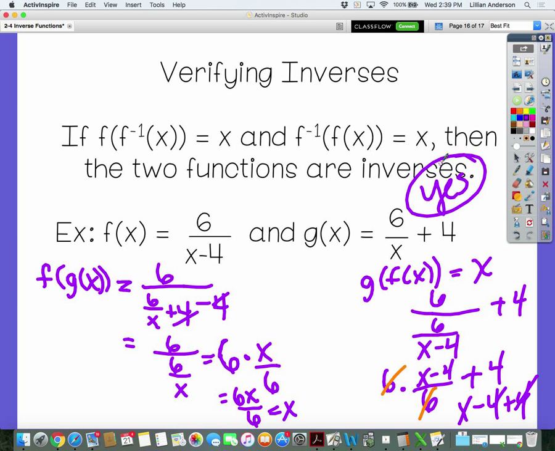So all you're doing is composites. F into g, g into f, they should both equal x, and you've got inverses. If they don't, no inverses. Your own.